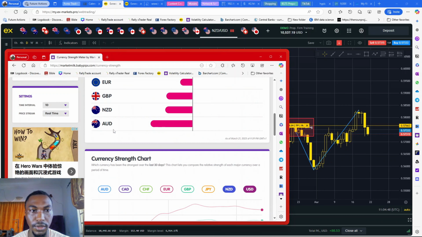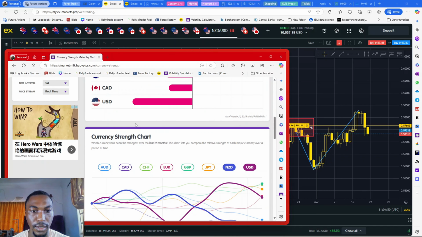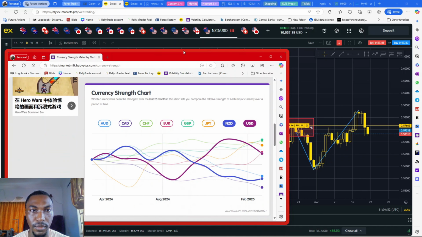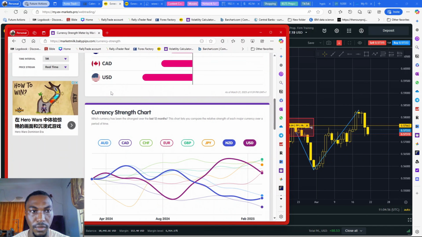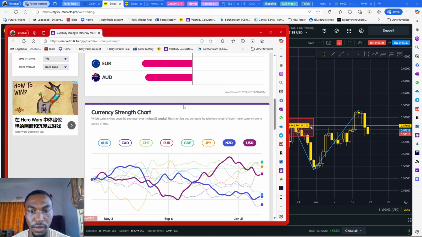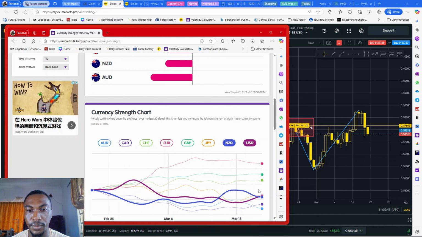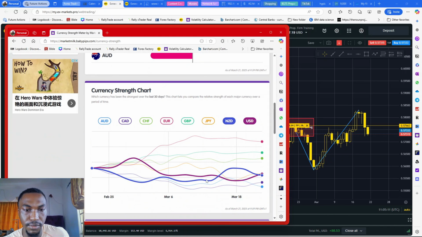US dollar, New Zealand dollar. I'm going to look at it on the monthly. On the monthly, we have the US dollar tanking hard, New Zealand dollar coming up. On the weekly, the New Zealand dollar flattened, and the US dollar is going back up. On the daily, you can see that this market is not so good to trade with. You can see that the strengths are so similar.